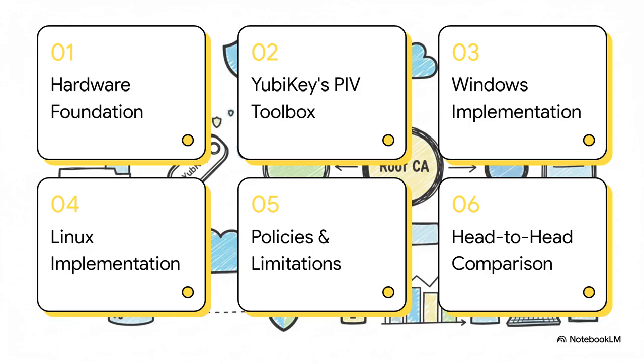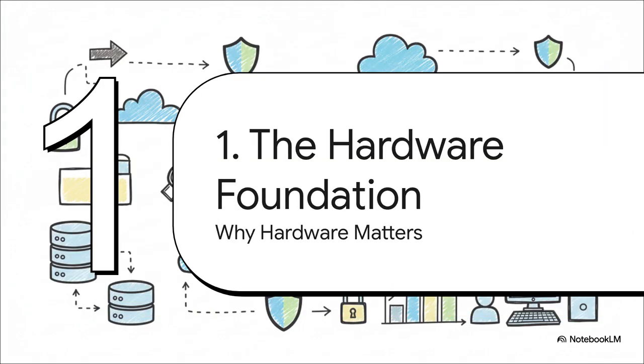Here's our game plan. We'll start with why hardware is completely non-negotiable for this kind of work. Then we'll peek inside the YubiKey and look at the specific PIV tools that make all this possible. After that, we get practical. We're talking full implementation guides for both Windows and Linux. Then we'll discuss the real-world gotchas and limitations. And finally, we'll wrap up with a direct comparison to help you figure out which route makes the most sense for you.